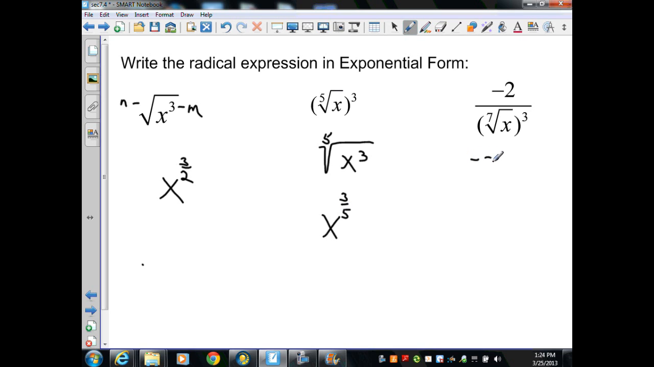Here I have a negative 2 over the 7th root of x cubed. Now I can convert this to an exponent, which is negative 2 over x to the 3/7. Then I could write this term in the numerator, which would be negative 2 x to the negative 3 over 7.